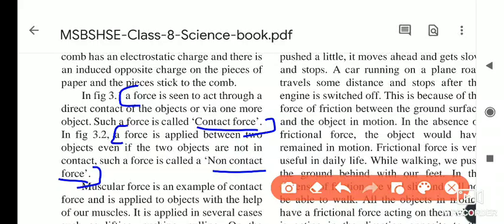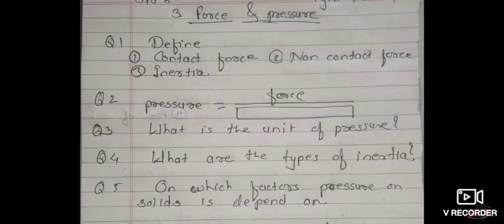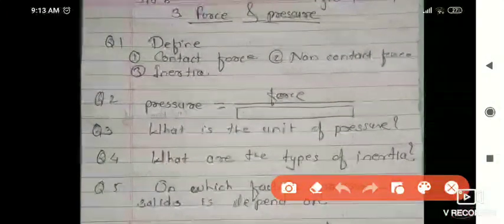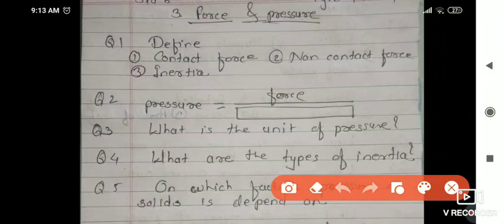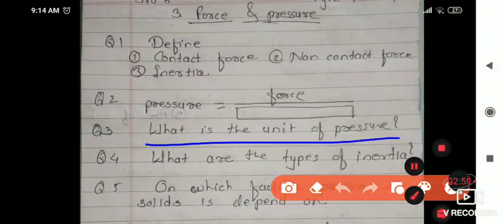After that, the second question is that you have to write the formula: pressure is equal to force upon what box I gave you. So the answer for this question is force upon area. Pressure is equal to force upon area will come here. Its answer also I will show you in the textbook. And question number 3 is: what is the unit of pressure?